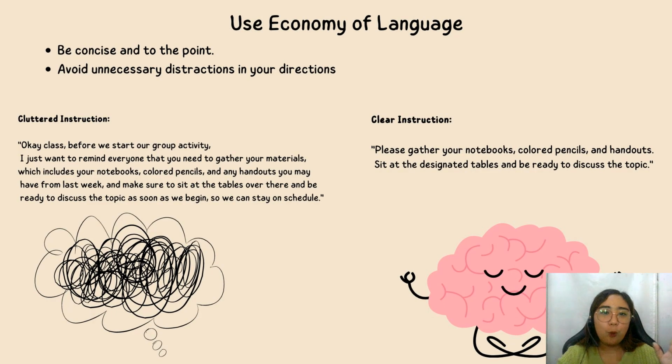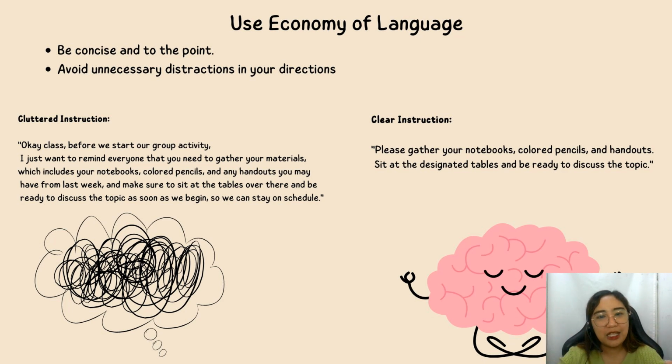Okay. When we say economy of language, it means you need to be concise and to the point. Don't beat around the bush. You should avoid unnecessary distractions in your directions. So we have here two examples, like a cluttered instruction. For example, "Okay, class, before we start our group activity, I just want to remind everyone that you need to gather your materials, which includes your notebooks, colored pencils, and any handouts you may have from last week. And make sure to sit at the tables over there and be ready to discuss the topic as soon as we begin so we can stay on schedule."